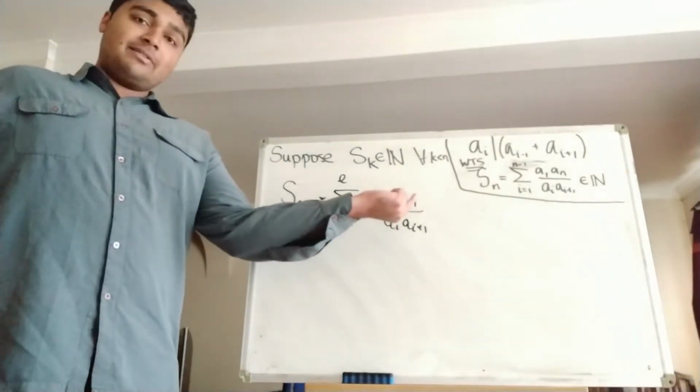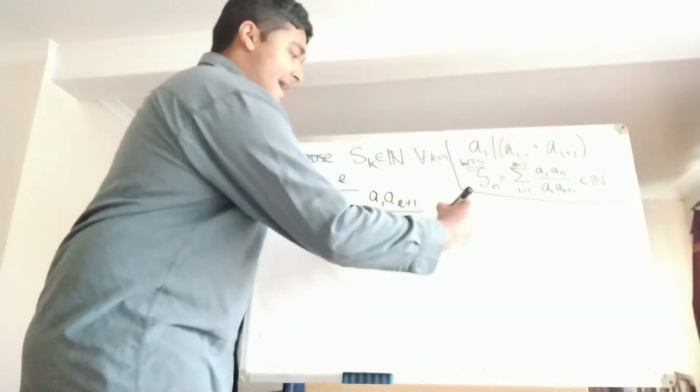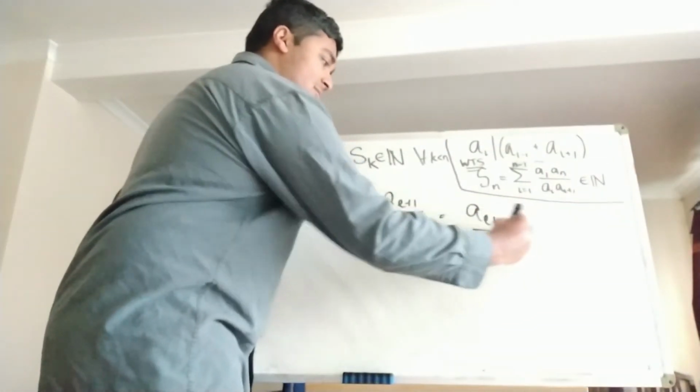Okay, let's just factor out the AL plus 1 from the top, and then introduce an AL, so you'll see what that means now.